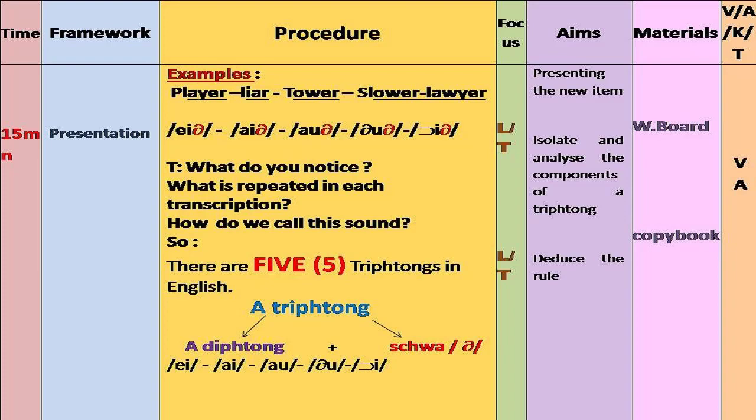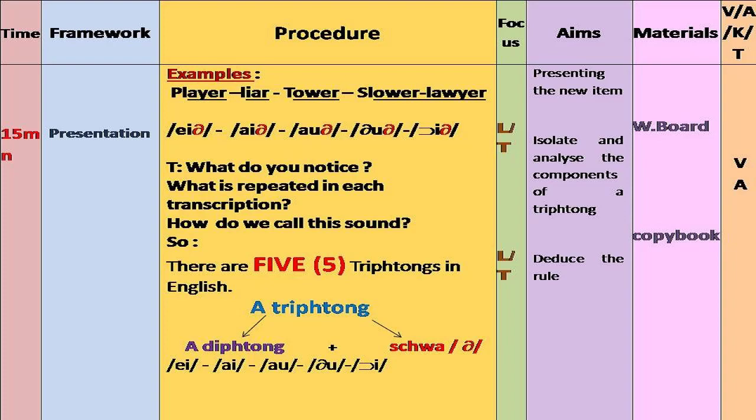So here, one of the learners may ask a question saying, teacher, do we have only these triphthongs? Don't we have all the triphthongs? So here they are analyzing. So there must be an interaction between you and your pupils. What do you notice? What is repeated in each transcription? How do we call this sound? And then you clarify and you state the rule for them.